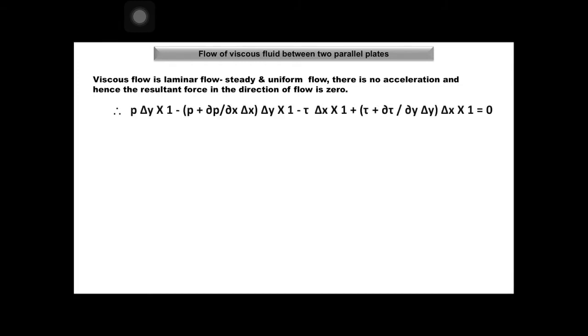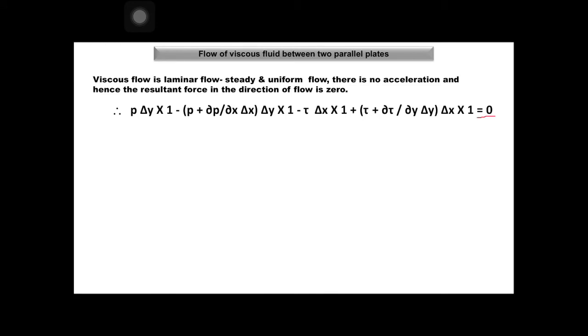As we know, the fluid flowing between these two parallel plates is a viscous flow, and since viscous flow is laminar flow as well, and if we consider that the flow is steady and uniform, then there will be no acceleration in the fluid flow, and hence the resultant force in the direction of flow must be zero. So considering this scenario, we'll get the equation equal to 0.